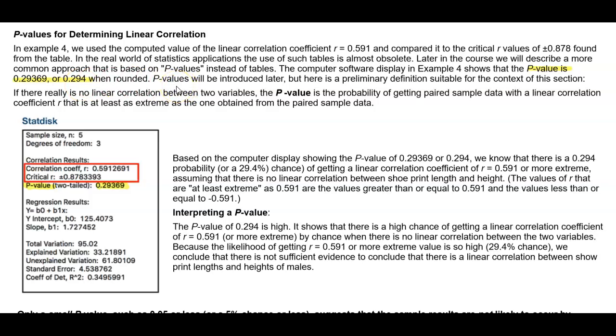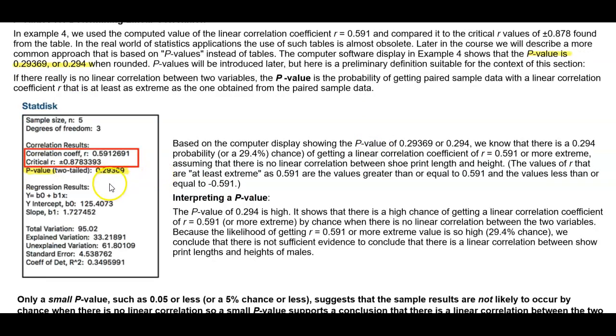Now, p-values are going to be introduced later in a more in-depth way, but here is a preliminary definition suitable for the context of this section. If there is no linear correlation between the two variables, the p-value is the probability of getting paired sample data with a linear correlation coefficient R that is at least as extreme as the one obtained from the paired sample data.